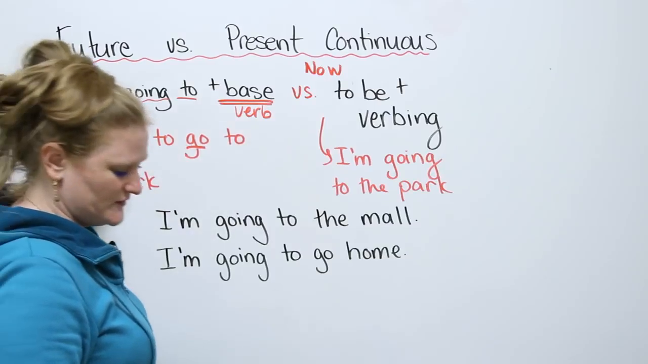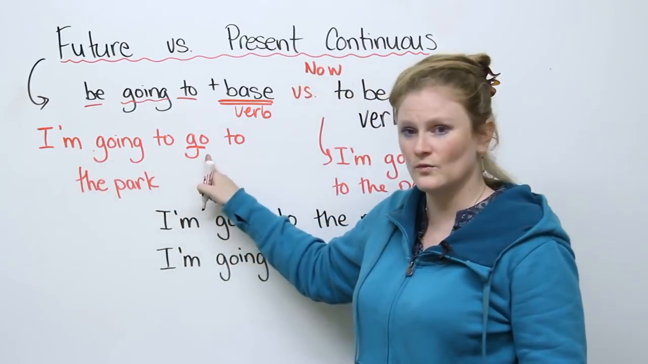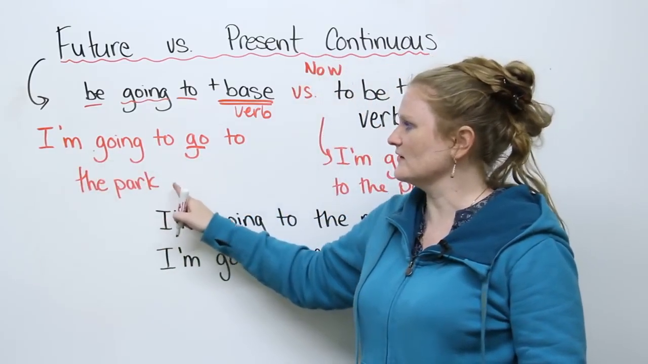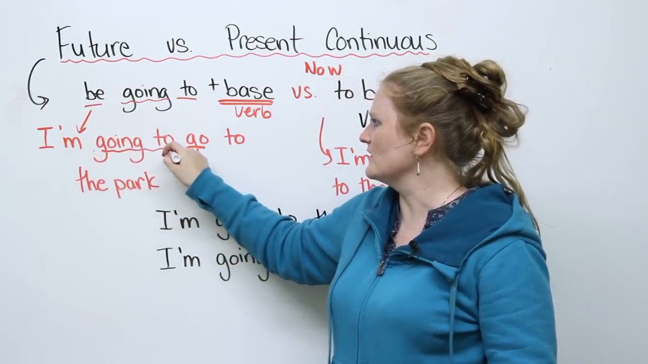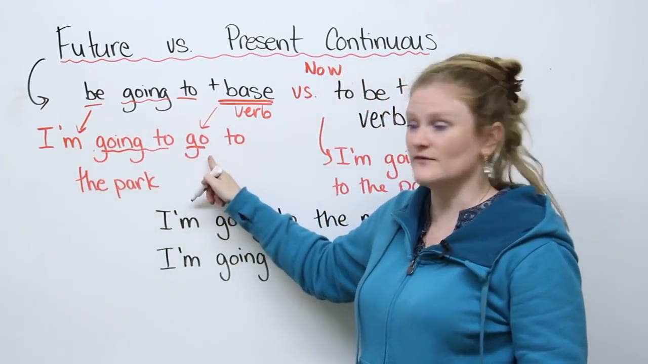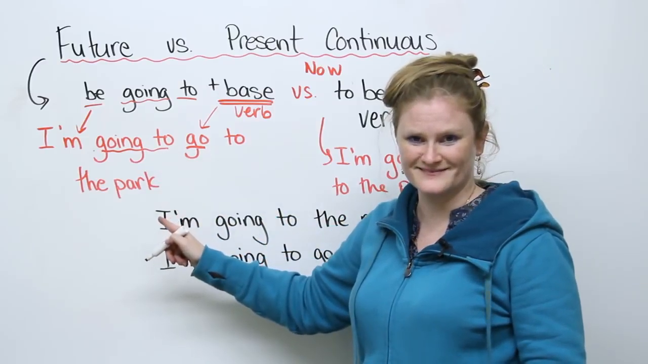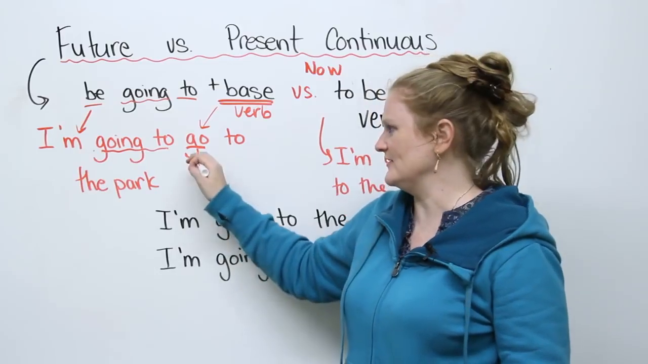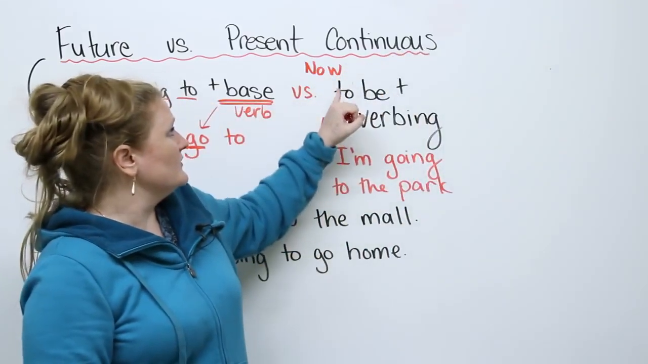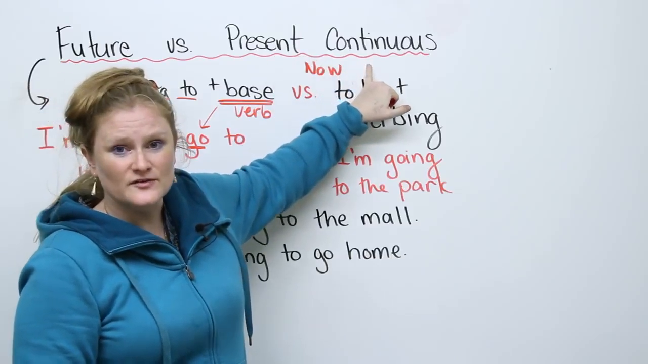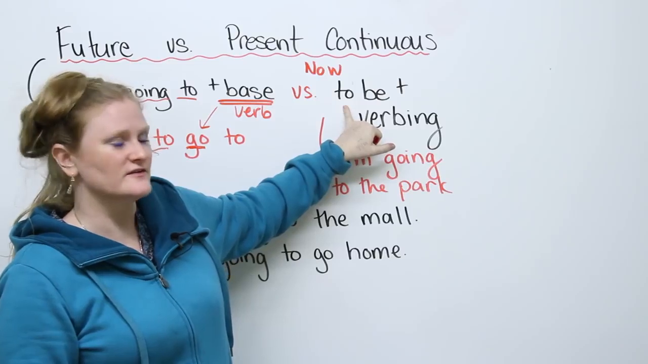This is my example sentence. I am going to go to the park. So I've got my to be verb, I've got going to, and I've got my base verb. I'm going to go to the park. Please note this has a base verb. If you look at my present continuous structure, it's a little different.